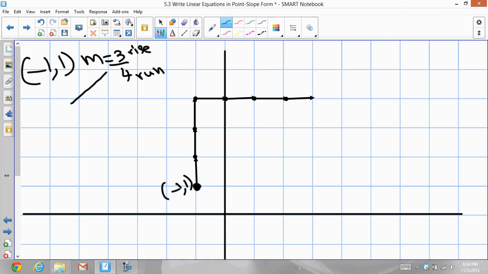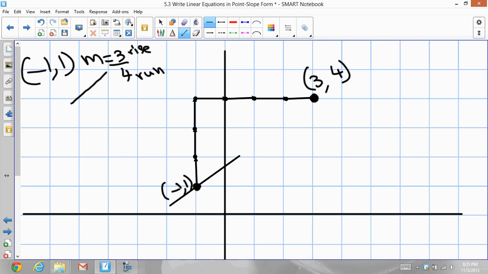And now I'm going to dot this point. And if I look at my coordinates, this is going to be 1, 2, 3. So 3 meets at 1, 2, 3, 4, 3 comma 4. So that is my second point. And now all I need to do is connect this point with this point, and you have graphed the equation.